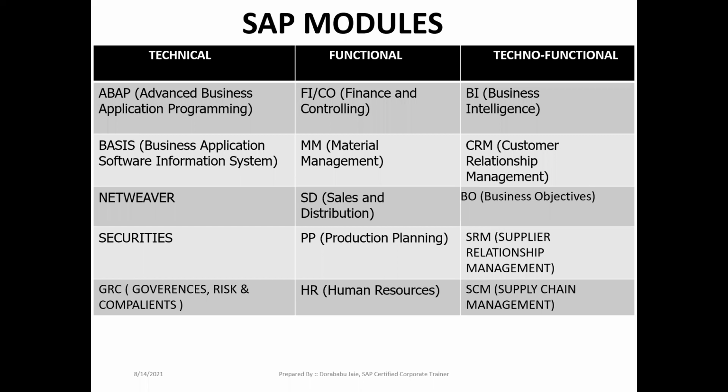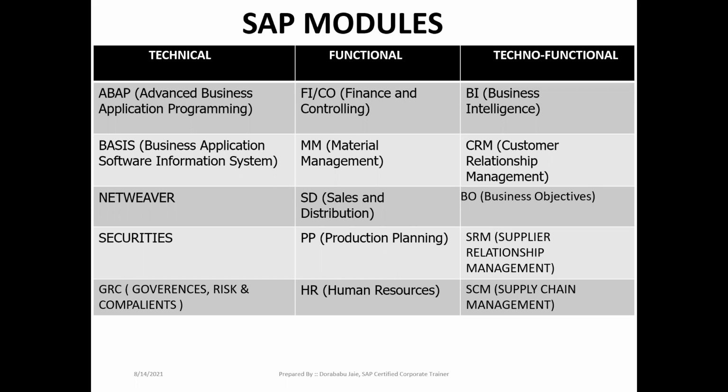Now coming to the SAP point of view, in SAP approximately we have 115 plus modules, including cloud modules. I'm saying including cloud modules, the total is 150 plus modules we have in our SAP application. They are divided into three ways. All the 150 modules are divided into three ways: one is technical modules, second is functional modules, and third is techno functional modules.